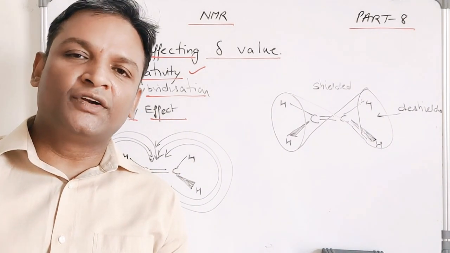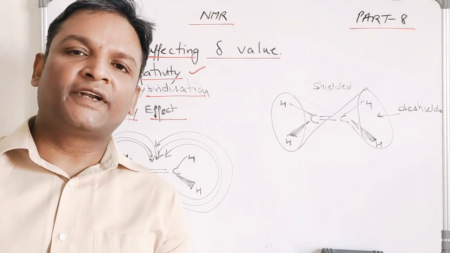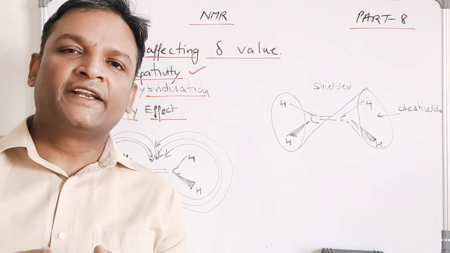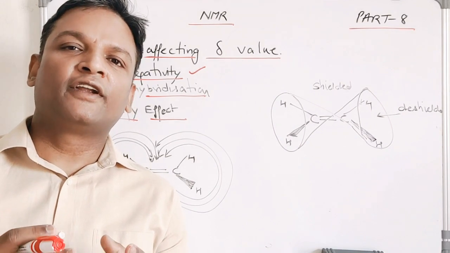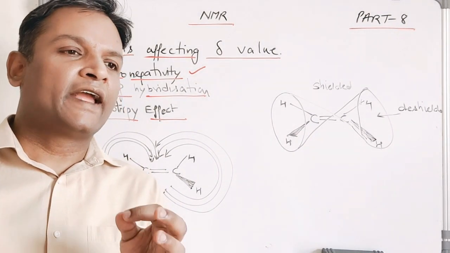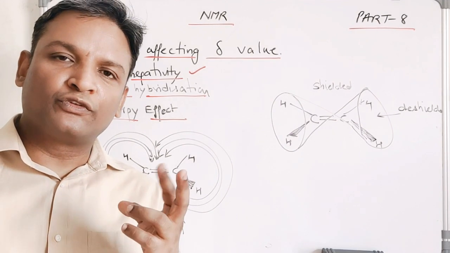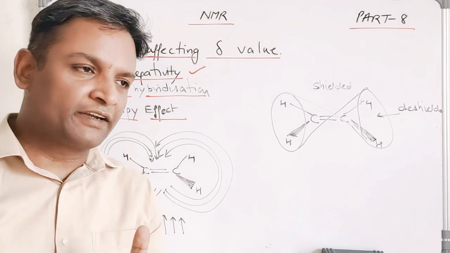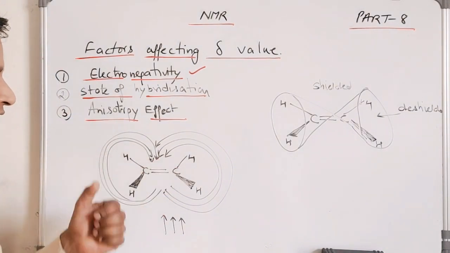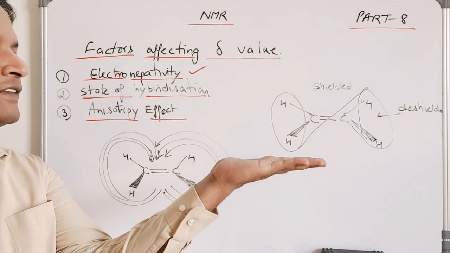These two types of environment are the de-shielded environment and the shielded environment. If the proton under consideration falls in the de-shielded environment, it will show a high delta value. If a proton falls in the shielded environment, it will show a lesser delta value. So it is just an anisotropic effect: exposure to the magnetic field, circulation of electrons, generation of two types of environment, one de-shielded and the second shielded. I'm explaining the concept on an alkene molecule. Suppose this is an alkene molecule, this is the applied magnetic field.